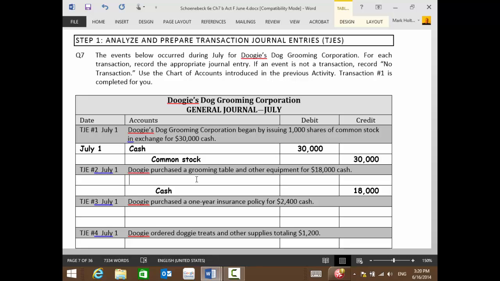Doogie purchased a grooming table and other equipment for $18,000 cash. So if we were just to talk about cash, because there's cash there, right? Is $18,000 cash coming in or out? Cash is going up or down? Cash is going down, so, it's an asset, what am I going to do to it? Debit it or credit it? Cash is going down, so what am I going to do to it? Credit it.